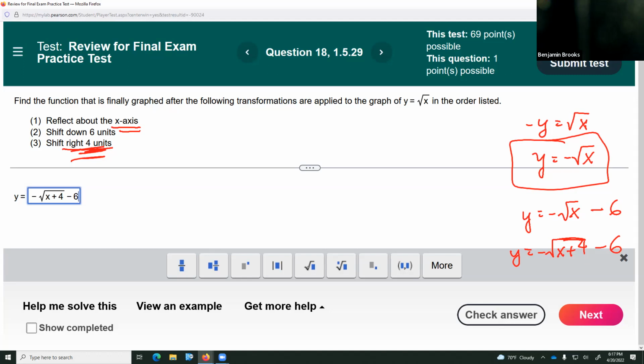Just a side note: if it told me to reflect about the y-axis, instead of putting the negative on the y, I would put the negative on the x. I'd have something like y equals square root of negative x. So be careful about that.